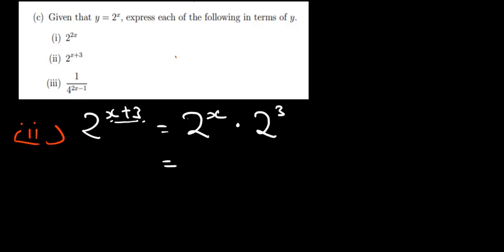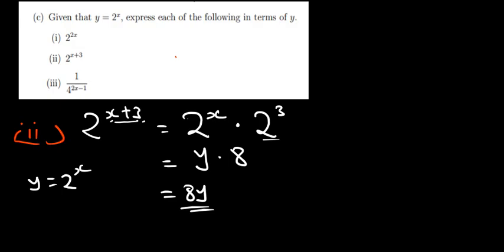We know that 2 to the power x is equal to y, because we are told that y is equal to 2 to the power x. So this becomes y multiplied by 2 to the power 3, which is 8. So this expression is the same as 8y. So we've expressed it in terms of y. Alright, let's look at the last one.